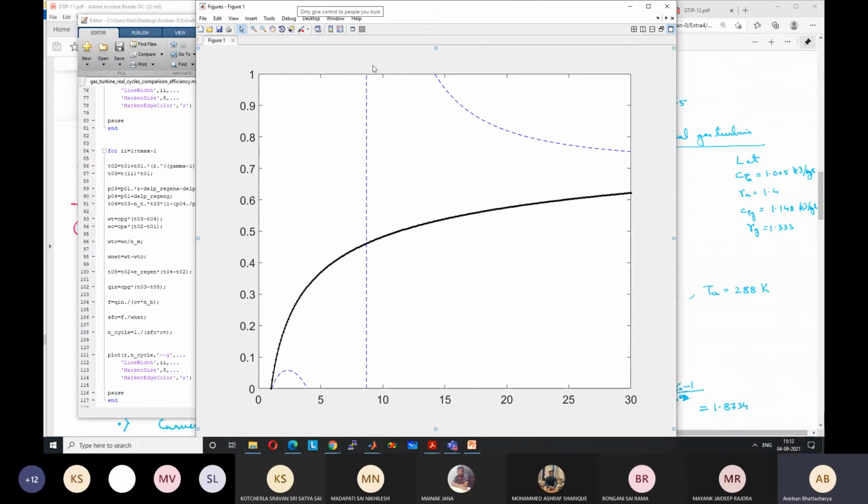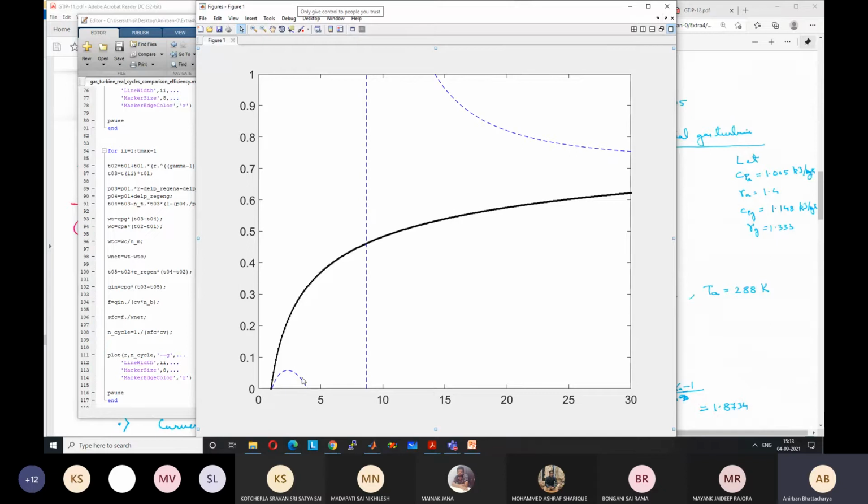This part is a spurious result, because after this point we cannot get any work output from the cycle. So all this is just spurious result based on extra calculation, and we can ignore this part. This is for a temperature ratio of 2. If, for example, the inlet temperature is 300 Kelvin and the maximum temperature is 600 Kelvin, we will obtain something like that.